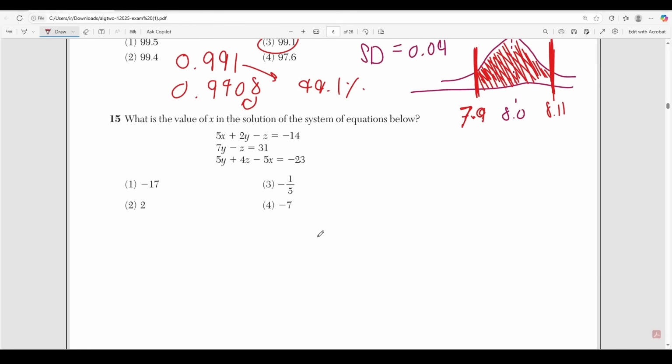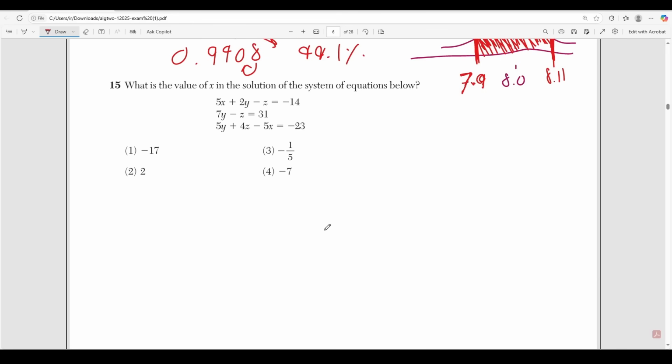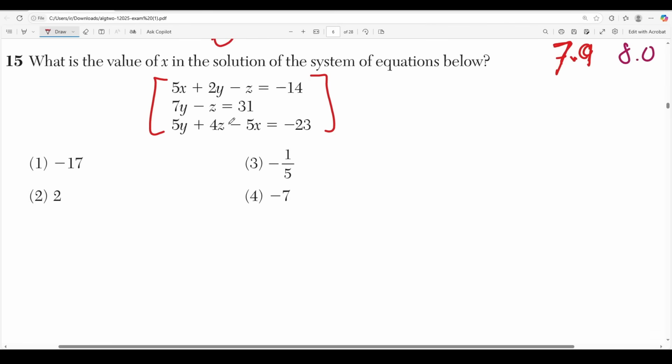All right, number 15 asks us, what is the value of x in the solution of the system of equations below? Okay, so here's what we're going to have to do here. We have a system of 3 equations in this case. Let's just go ahead and solve them. So always start with the term that has the least amount of work or the least amount of math in it. So these have 3 variables. So we're going to start and look at the equation that only has 2 variables, 7y and minus z. So in this case, I have 7y minus z.